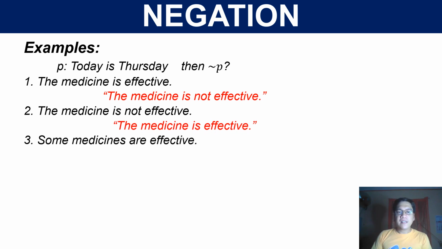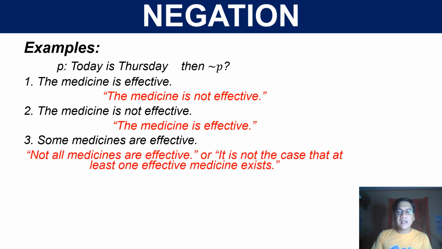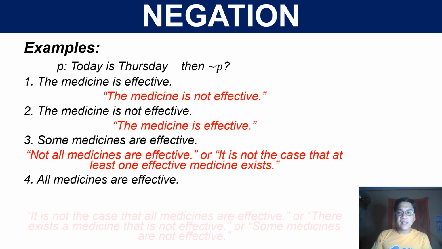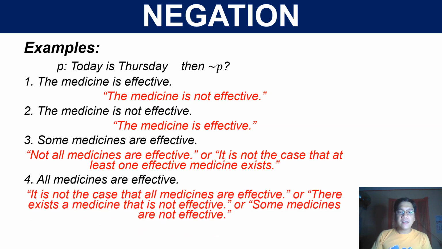Number 3, some medicines are effective. The negation is, not all medicines are effective, or it is not the case that at least one effective medicine exists. Number 4, all medicines are effective. The negation is, it is not the case that all medicines are effective, or there exists a medicine that is not effective, or some medicines are not effective.